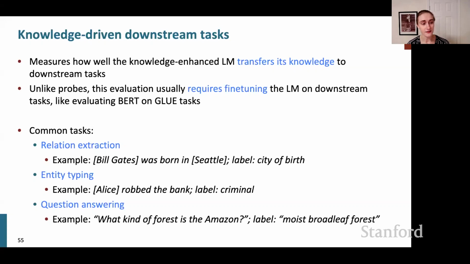Entity typing is a task of, given an entity, what is the type of the entity? So here, Alice robbed the bank. You want to predict her as a criminal. And then you guys are very familiar with question answering. So the idea of these tasks is that they're knowledge intensive. So they're good candidates to see how well do these pre-trained representations actually transfer the knowledge to these downstream tasks.